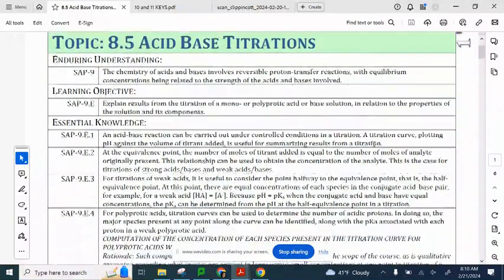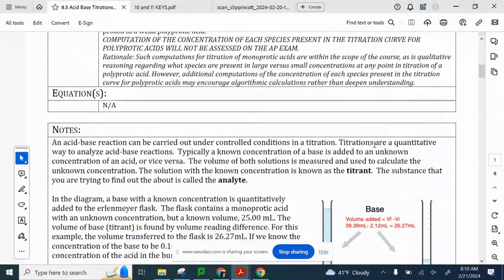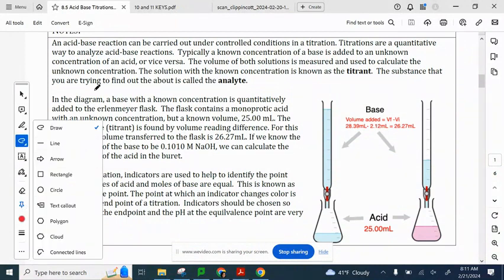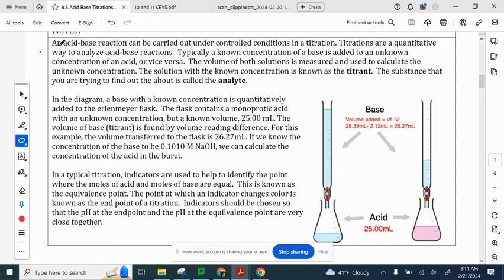Base titrations, here we go. So you have an acid and a base reaction here. You're going to be doing a titration. We've talked about titrations before. We have a titrant right here, and that is the stuff that you know about. And then the analyte is the stuff that you are analyzing.